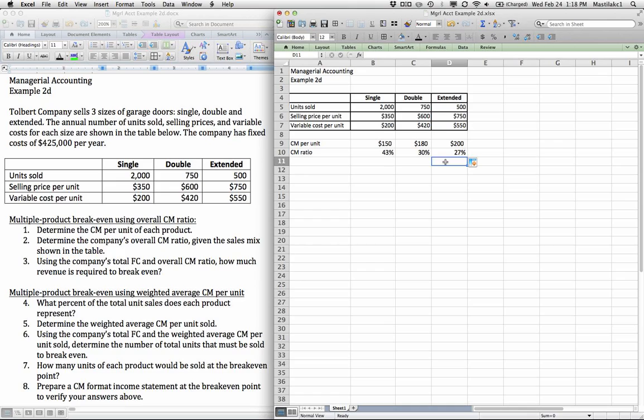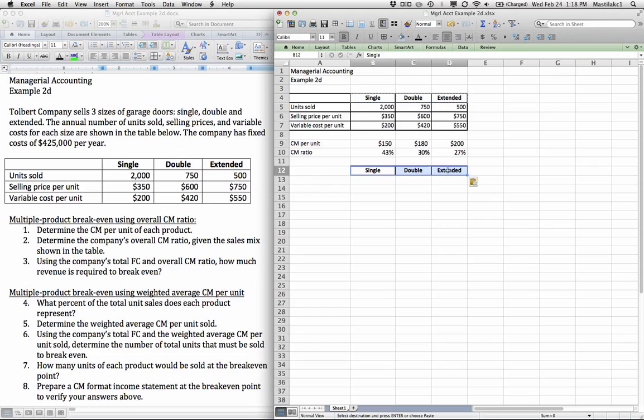So for these 3 products, since they all have different CM ratios, it doesn't really make sense to take any one of those as the overall CM ratio of the company. What we need to do is recognize that these different CM ratios happen in different proportions because we have different unit sales of each product. So in order to figure out the company's overall CM ratio, what we need to do is figure out how many units of each product are sold, what the overall CM generated is, and come up with the company's overall CM ratio.